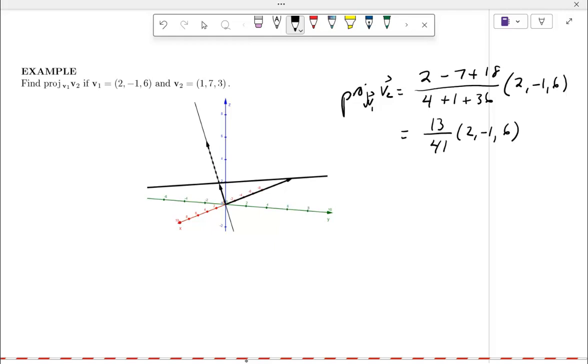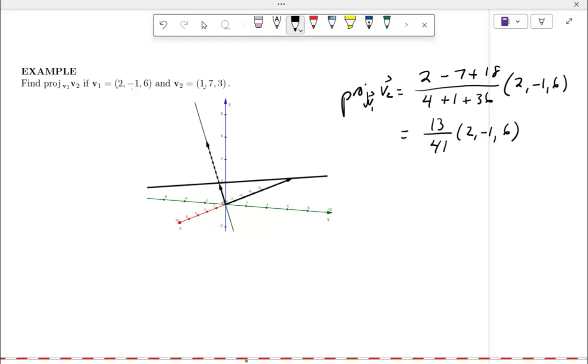Thirteen over 41 is a little bit less than a third, because 13 over 39 would be a third. Right? And this looks like, if I just look at my picture, if I do 1, 2, 3 of those, I get a little bit less than a third, right? A little 3 and a little bit more. That okay? 2 times 1, -1 times 7, 6 times 3, I'm sorry. I'm just doing the dot product of V1 and V2. That okay?